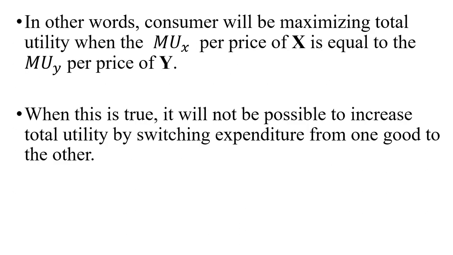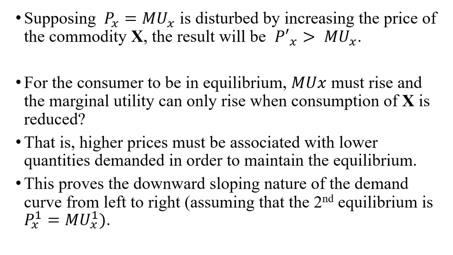Supposing the price of commodity X is equal to marginal utility of commodity X is the initial equilibrium. Assuming that the price of the commodity has gone up, what it means is that the left side of this equilibrium condition has gone up. So the equilibrium is disturbed. So that is what we have now, that price P prime X is greater than marginal utility of commodity X.